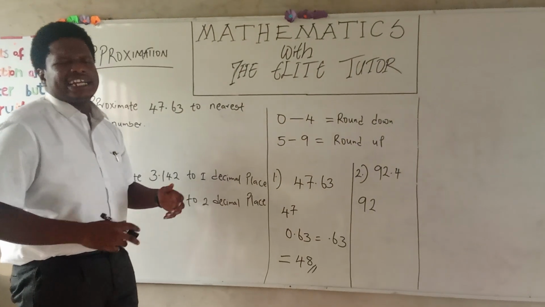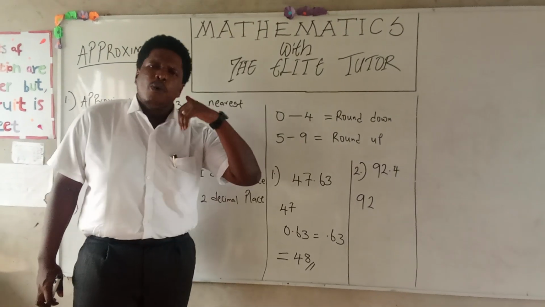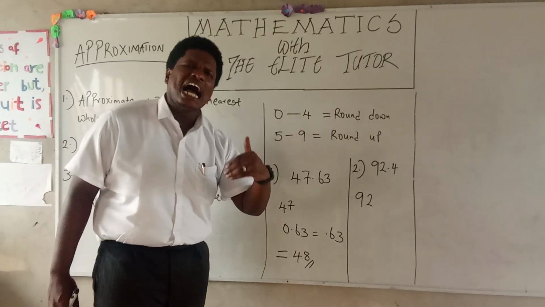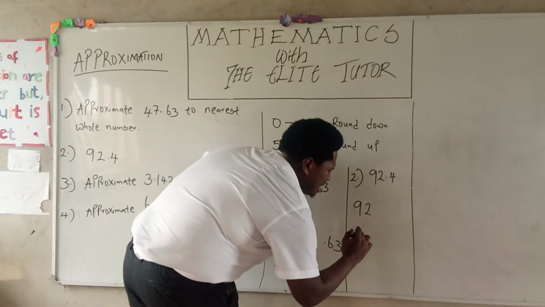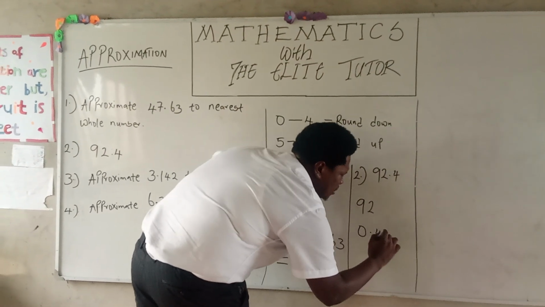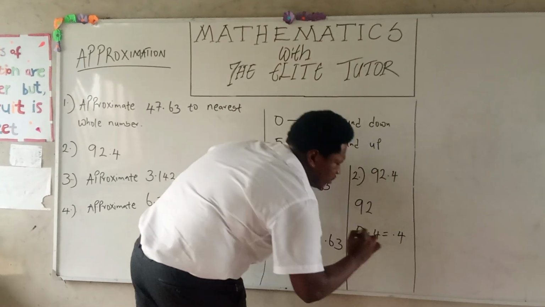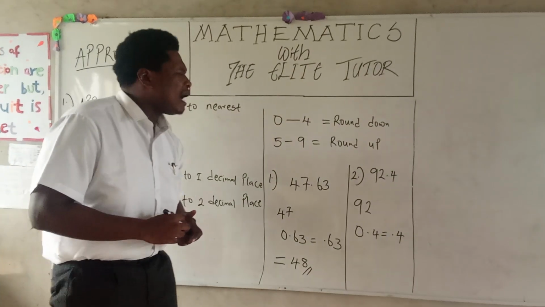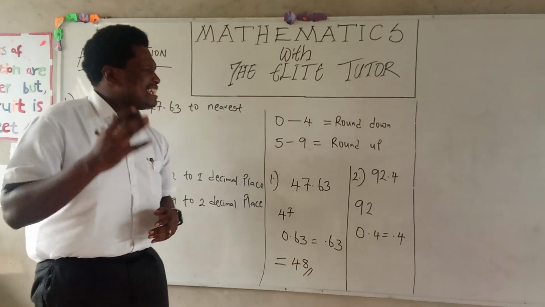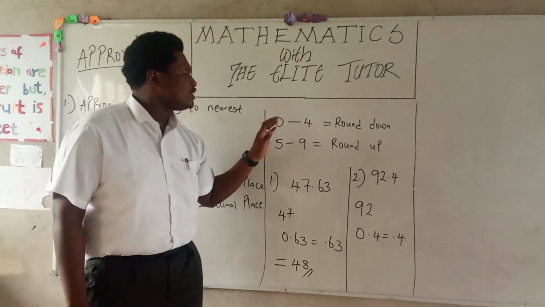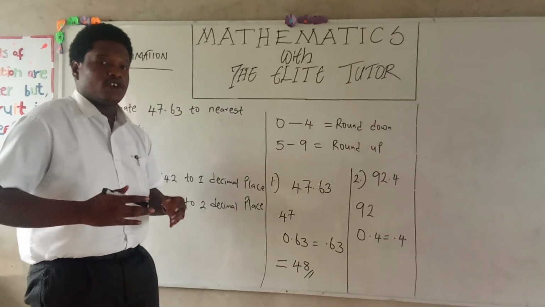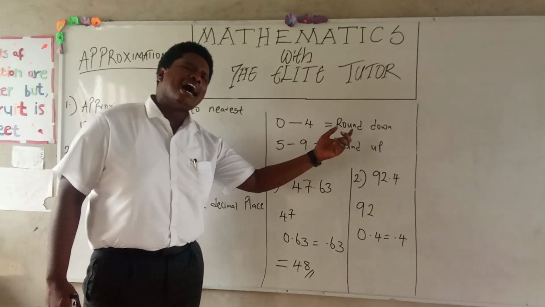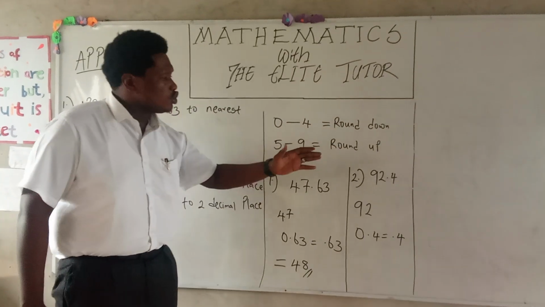Before we can conclude that 92 is our final answer, we look for the number after the decimal. The number after the decimal is 0.4. So we look at the number after the decimal. The number after the decimal falls within the range of 0 to 4, and numbers that fall within the range of 0 to 4 are rounded down.